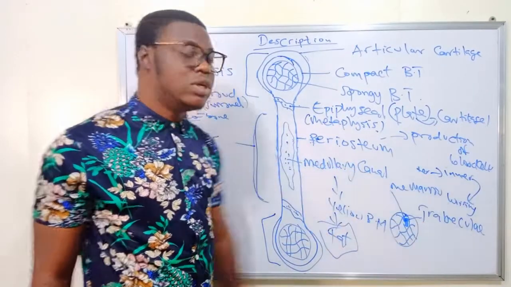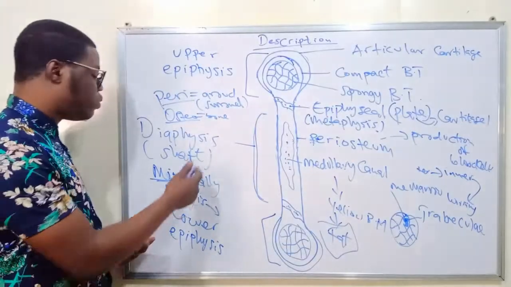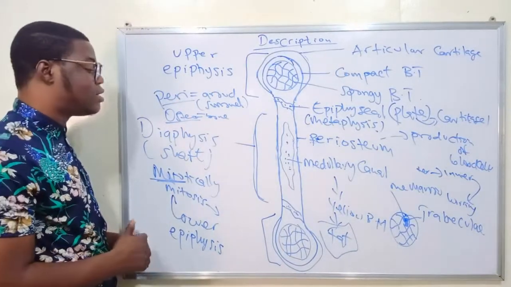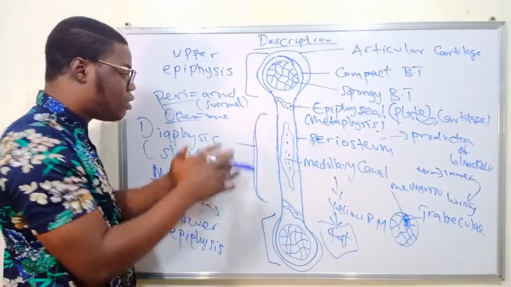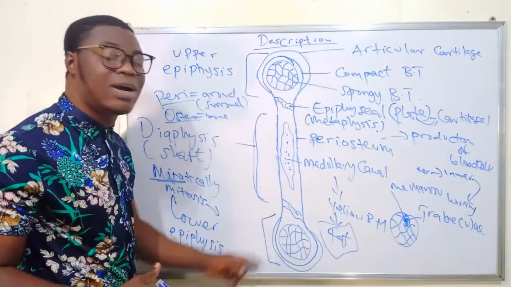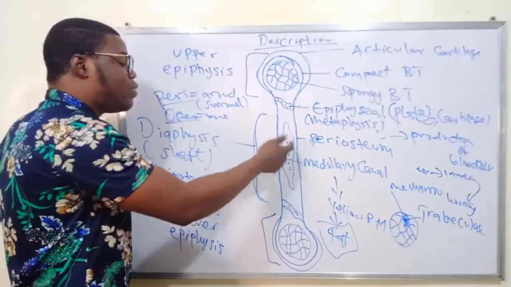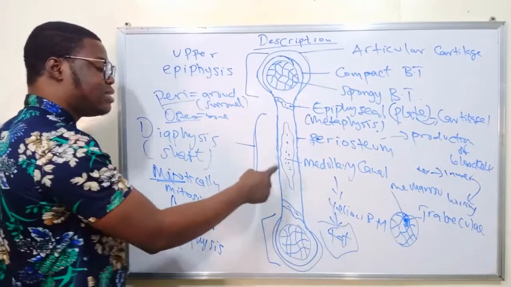Coming to the diaphysis, we said the diaphysis is the elongated middle part, also called the shaft. It is covered by periosteum, which covers different parts of the bone, except at the articulating point, where it is displaced by an articular cartilage. Within this diaphysis is the medullary canal or medullary cavity, which possesses the yellow bone marrow.